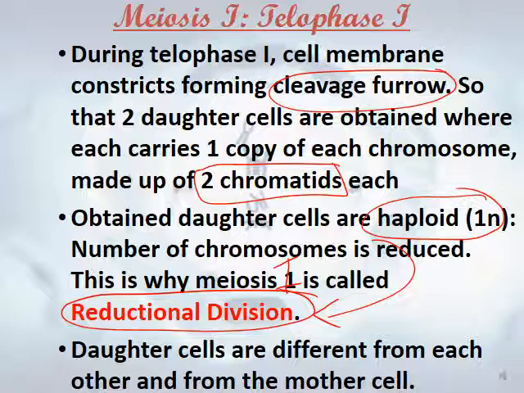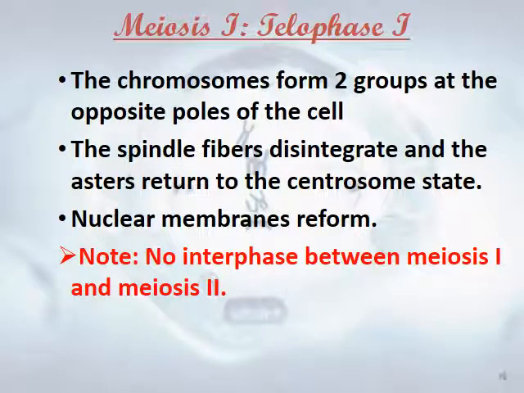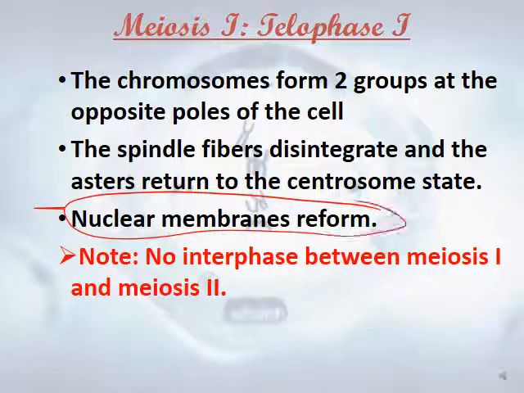Daughter cells are different from each other, and they are different from the mother cell. The chromosomes form 2 groups at the opposite poles of the cell. The spindle fibers disintegrate, and the asters go back to the centrosome state. So the nuclear membrane will form again. There is an important note here: between meiosis 1 and meiosis 2, we don't have an interphase. Okay, so there is no interphase between meiosis 1 and meiosis 2.